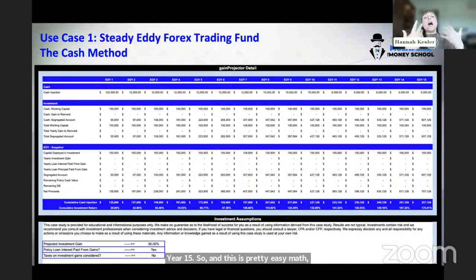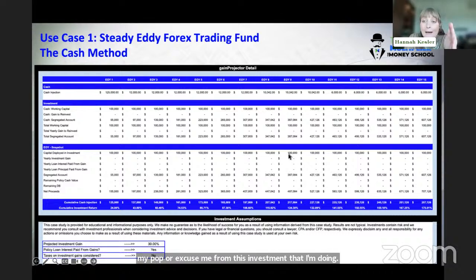If I put in $100,000 into an investment and I earn 30% or $30,000 every single year, so 30,000 times 15 is $450,000. Do you agree on my math there? 30,000 times 15 is $450,000. So I've earned $450,000 from this investment that I'm doing.